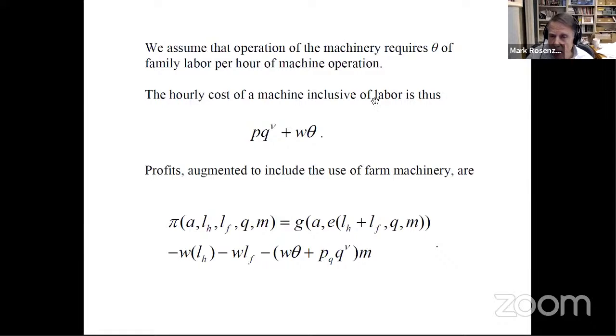The hourly cost of machine now, we need to include that you need a laborer to run the machine. We'll assume that per hour of machinery requires a theta amount of labor to run the machine. It's usually a family member who does that. Okay, so the true cost of the machine is the rental price of the machine, which is a function of capacity, and the amount of time that you need a laborer to run the machine. That's theta, usually 1 in the data. All right. So now we augment profits to include the use of farm machinery, and we assume the farmer is again maximizing profits.